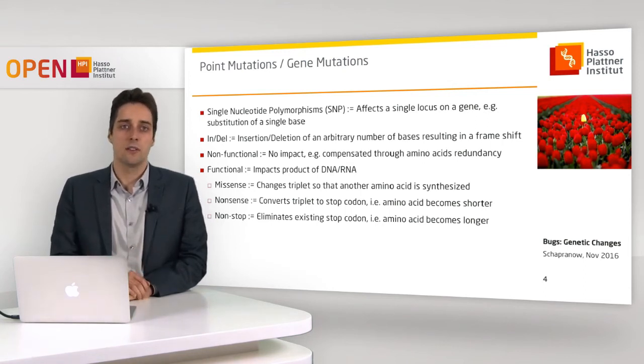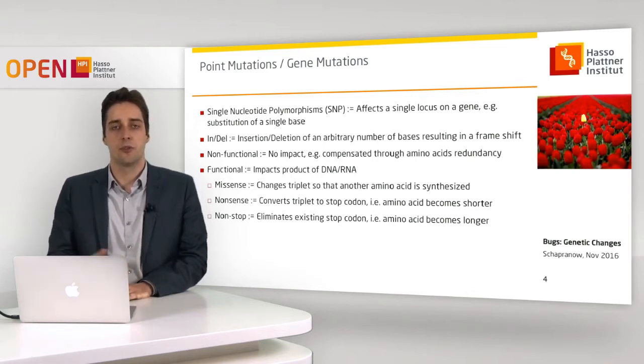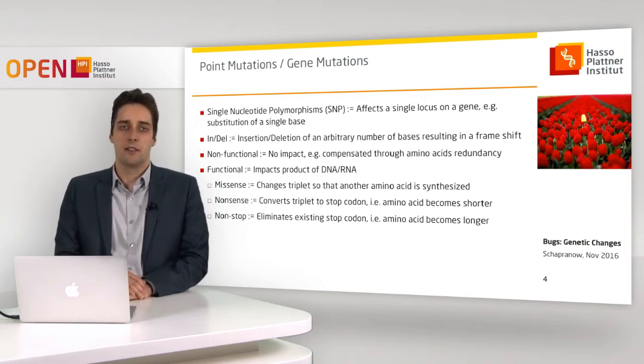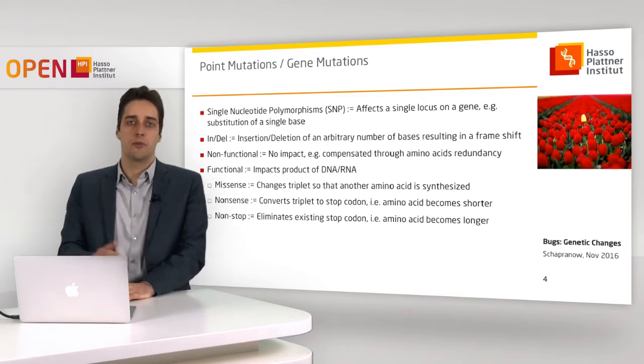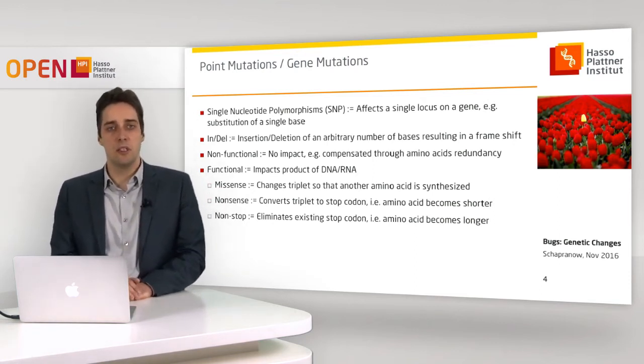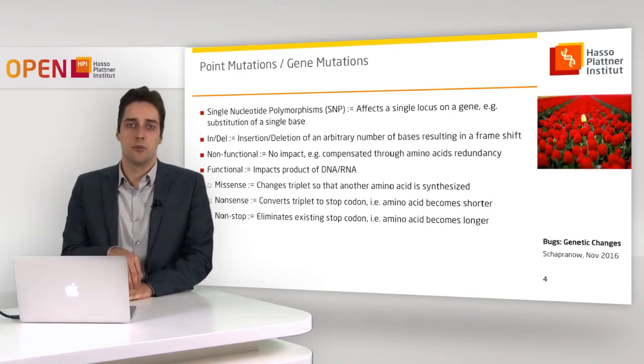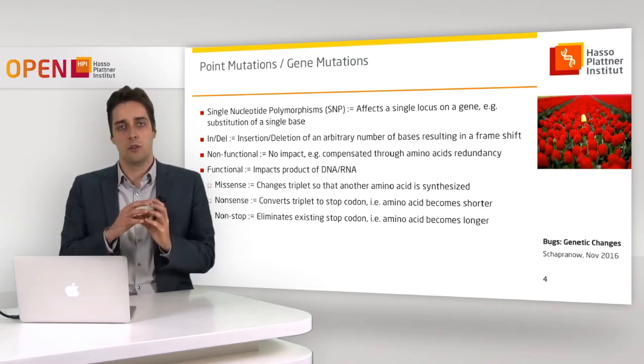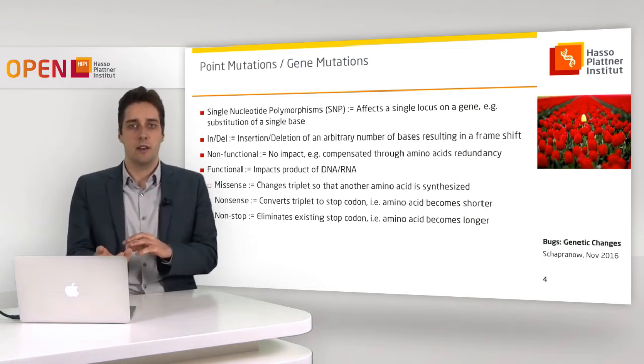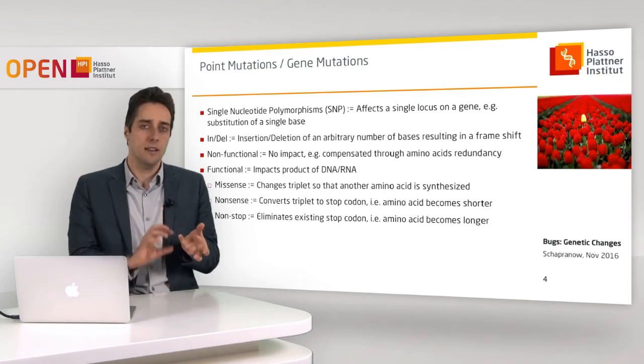Functional mutations, and this is important, they typically impact the products of the DNA and RNA which is produced by the ribosomes. And there are different alternatives for how they could impact this. A so-called missense mutation changes a triplet so that another amino acid is produced instead of the original one. That means you replace one amino acid by another. That means the protein looks slightly different.